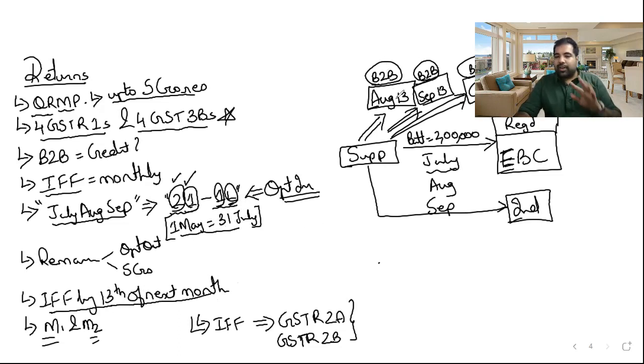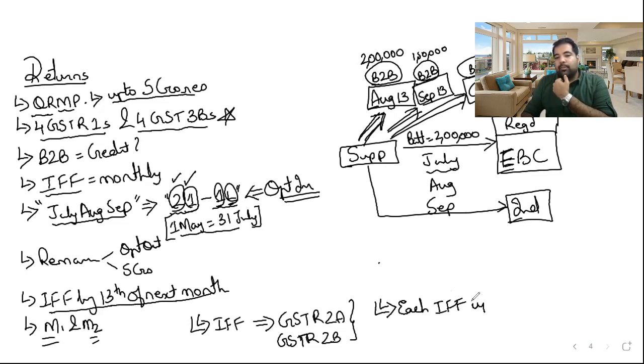So guys, one IFF. Let's take two IFFs. This one IFF you filed on 13th August, in which you have shown supplies of 2 lakh worth of GST. And in the next, you've shown supplies of 1.5 lakh worth of GST. So basically, it's 3.5 lakh worth of GST. But guys, how many invoices can I upload in the IFF? In each IFF, you can upload invoices only up to 50 lakhs.